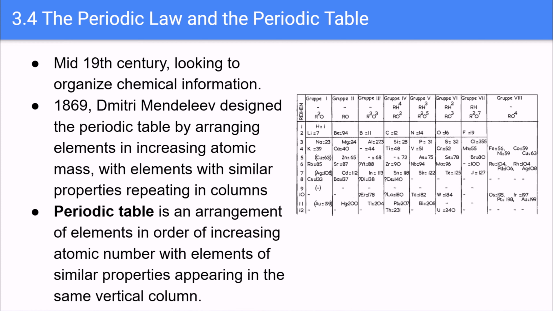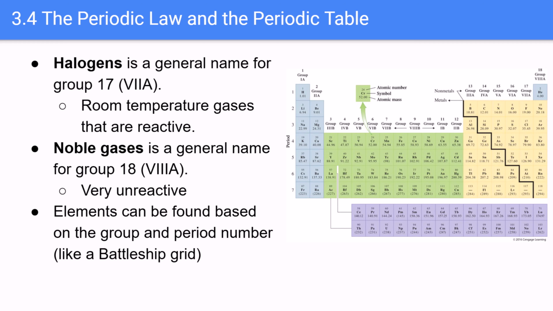Our last two groups on the periodic table also have very important names. The first one is group 17. That is the second to last group on the periodic table, and those are known as halogens. The term halogen literally comes from the term meaning salt forming. And these are typically room temperature gases that are quite reactive, things like fluorine, chlorine. Bromine's actually liquid, iodine's a solid, but they tend to be quite reactive as well.